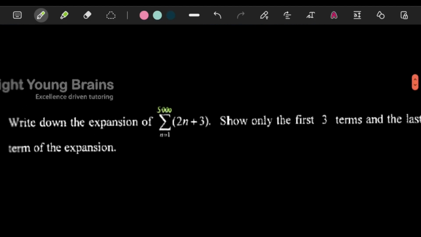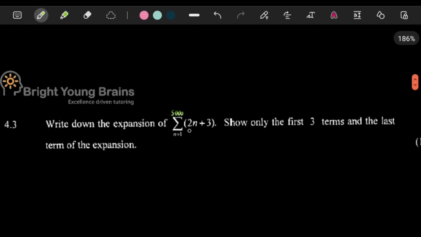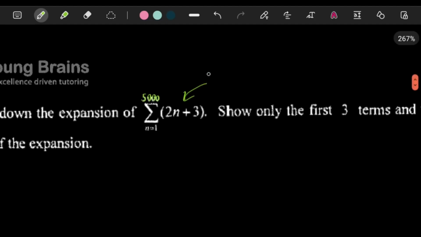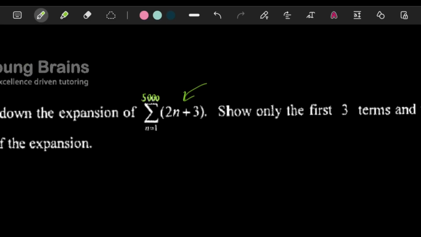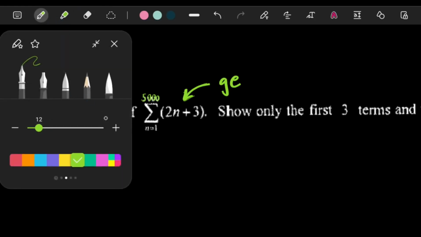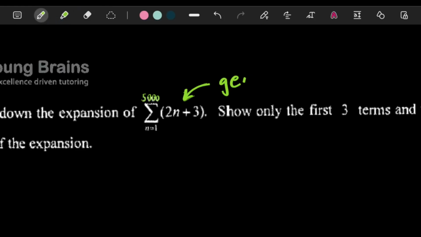They said we should write down the expansion of this, show only the first 3 terms and the last term of the expansion. Oh, the first 3 and the last term. Okay, so remember what this means is, you have a general term over here. Let me write here general term.